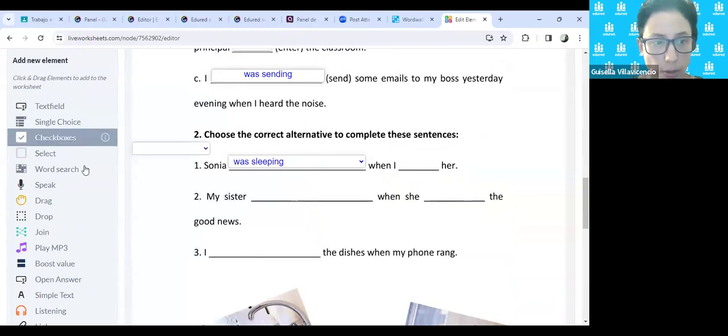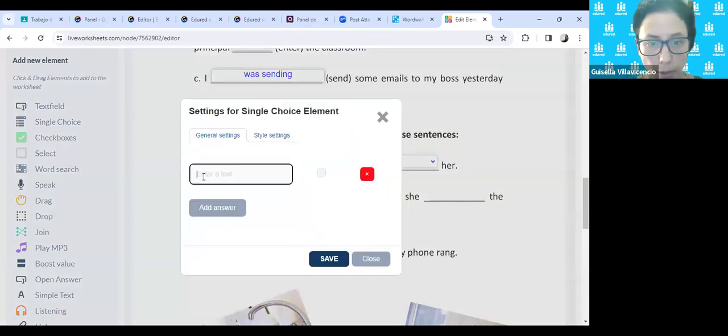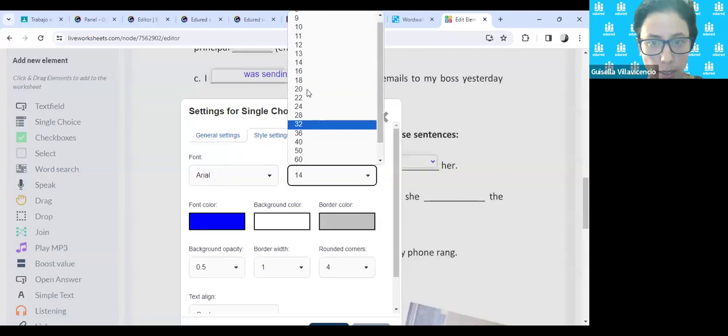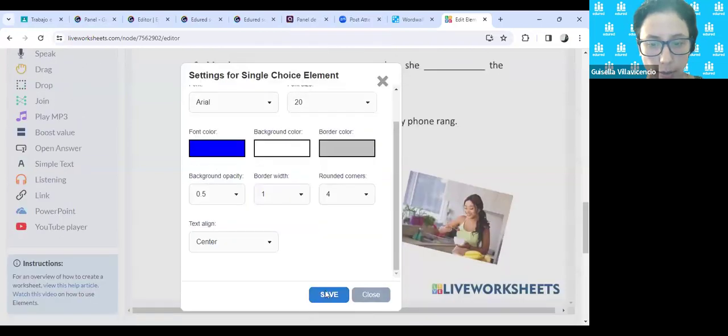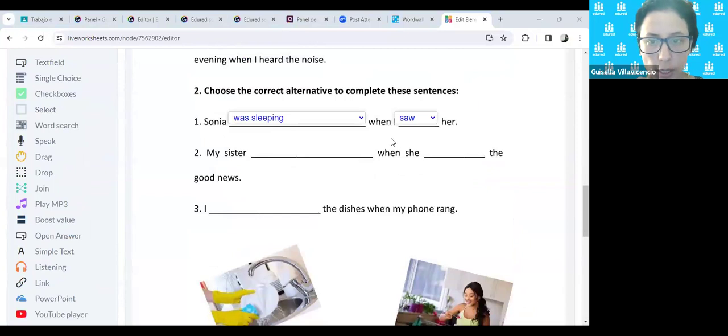Acá igual le voy a poner dos opciones. Otra vez me voy a single choice. Me voy al lapicito verde y acá le voy a poner saw o was seen. Saw es la respuesta correcta. Igual, quiero que sea letra grande y le doy save. Entonces, esta va a ser: Sonia was sleeping when I saw her. Ellos van a tener que elegir entre las dos opciones.